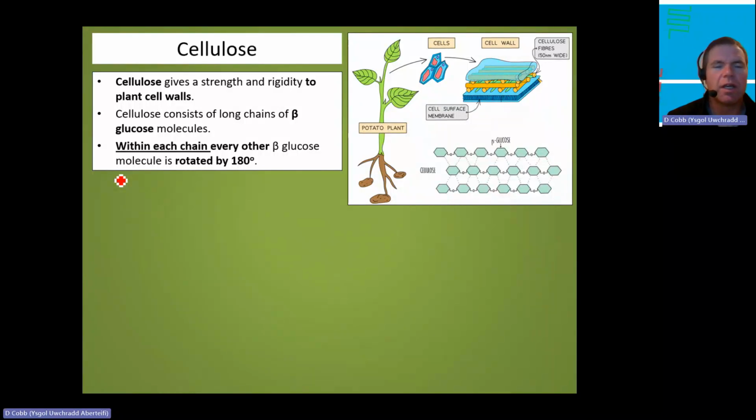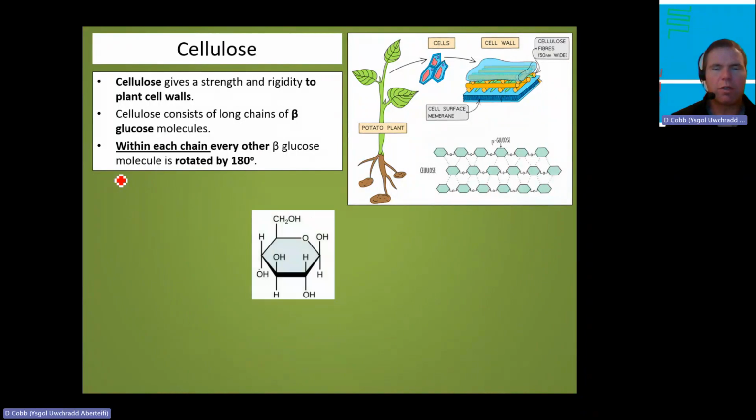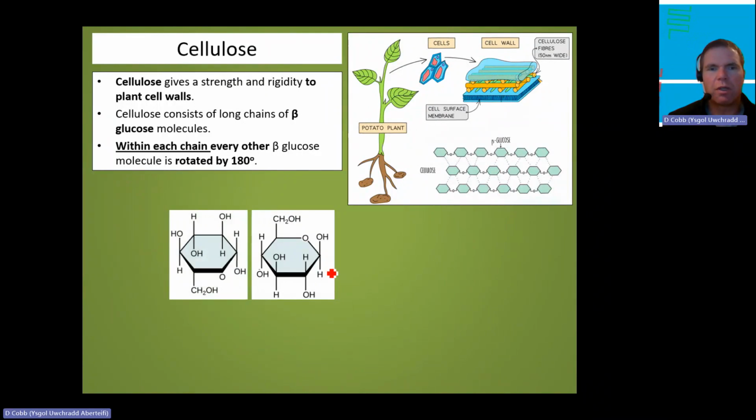However, within each chain, every other beta glucose molecule is rotated by 180 degrees. So I've drawn a beta glucose molecule here. I've drawn another beta glucose molecule next to it, but you can see it's been flipped or it's upside down. Whether you say it's flipped 180 degrees or rotated 180 degrees, it doesn't really matter. Mark schemes will allow either. I think probably I prefer to use the term flipped. I'd say that's flipped over rather than rotated.